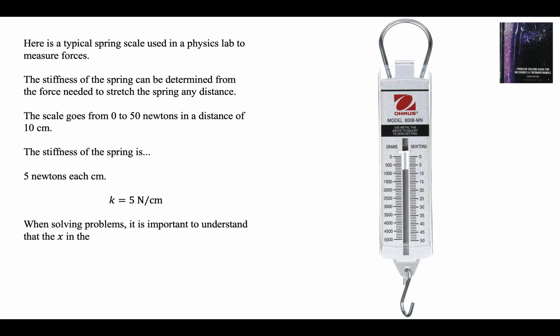Again, when solving problems, that x in the F equals kx is the distance from equilibrium, not its total length. So the bungee cord is 60 meters long. Okay, that's the relaxed length. That does not belong in the x. The x is how far it's stretched from 60 meters. There's no energy stored if it's not stretched.